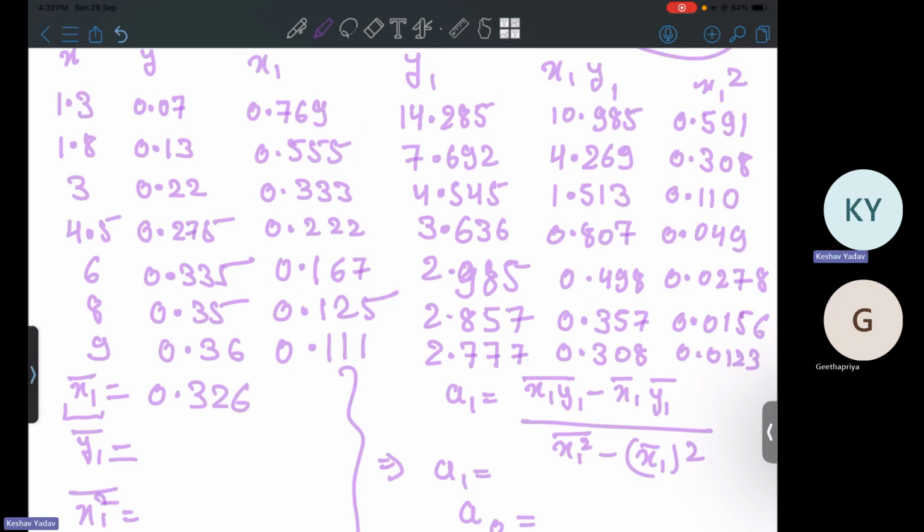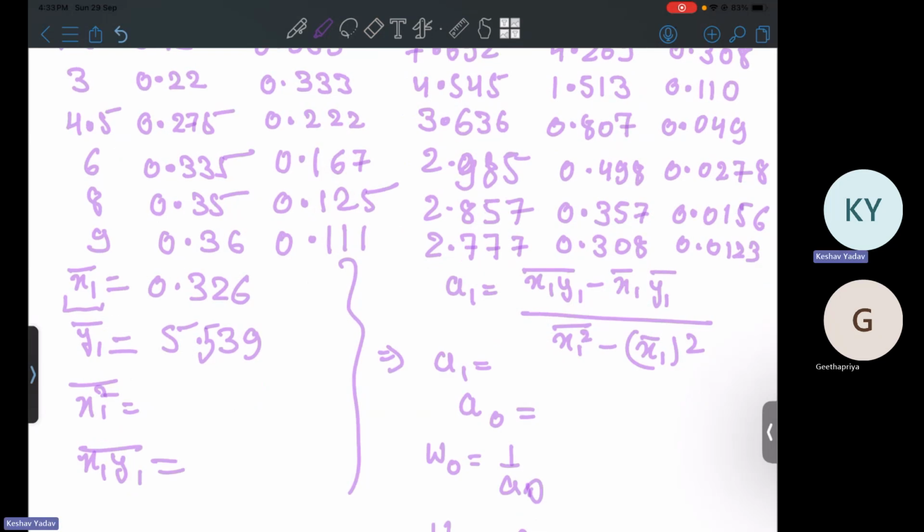Now I need to calculate the y1 bar. 14.285 plus 7.692 plus 4.545 plus 3.636 plus 2.985 plus 2.857 plus 2.777 divided by 7 will be equal to 5.539. Okay.